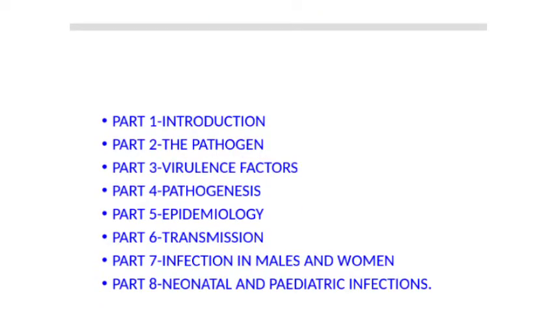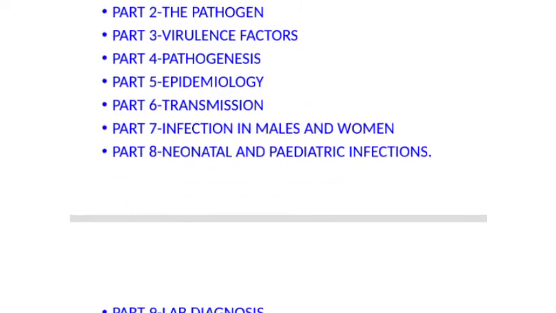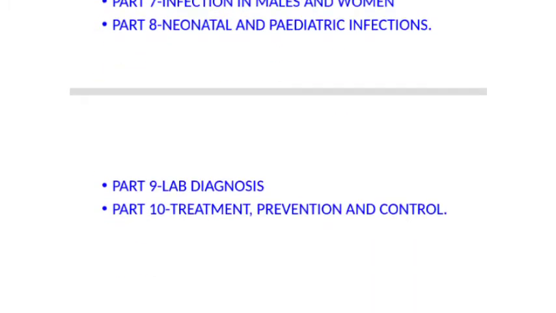Part 3, virulence factors. Part 4, pathogenesis. Part 5, epidemiology. Part 6, transmission. Part 7, infection in males and women. Part 8, neonatal and pediatric infections. Part 9, lab diagnosis. How can we confirm a person has gonorrhea? Part 10 is about treatment and prevention and control. Now, let's go into introduction to gonorrhea.